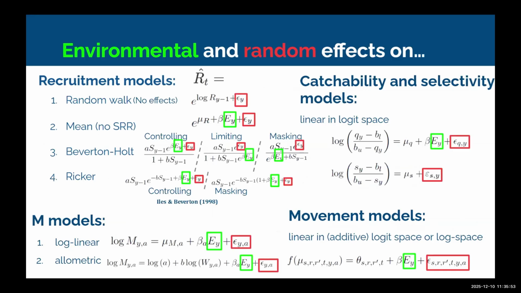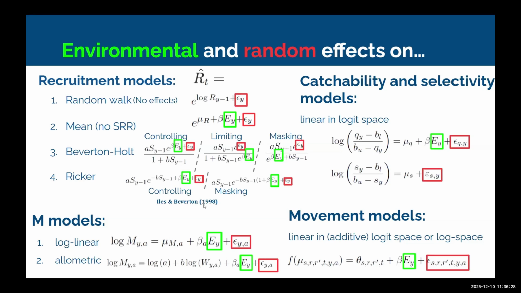On different processes. So environmental effects are what you would call specific modeling effects on different processes, whereas random effects are just accounting for anything else that might be affecting those processes that you're not modeling explicitly. So we have ways of just modeling it on recruitment, depending on what kind of mean model you have for recruitment, so how you might predict recruitment in any given year, whether it's just a random walk, or a mean recruitment model, or Beverton-Holt or Ricker.